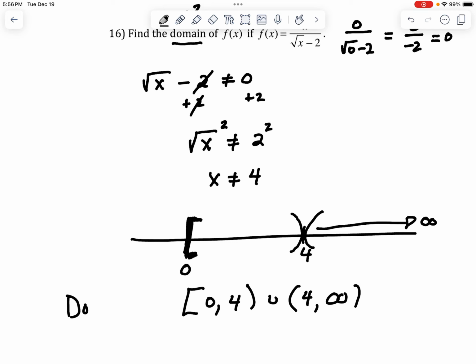And then I could even label it so it looks official. Here is, oh goodness, not the domain, sorry. The domain. All right, there we go.